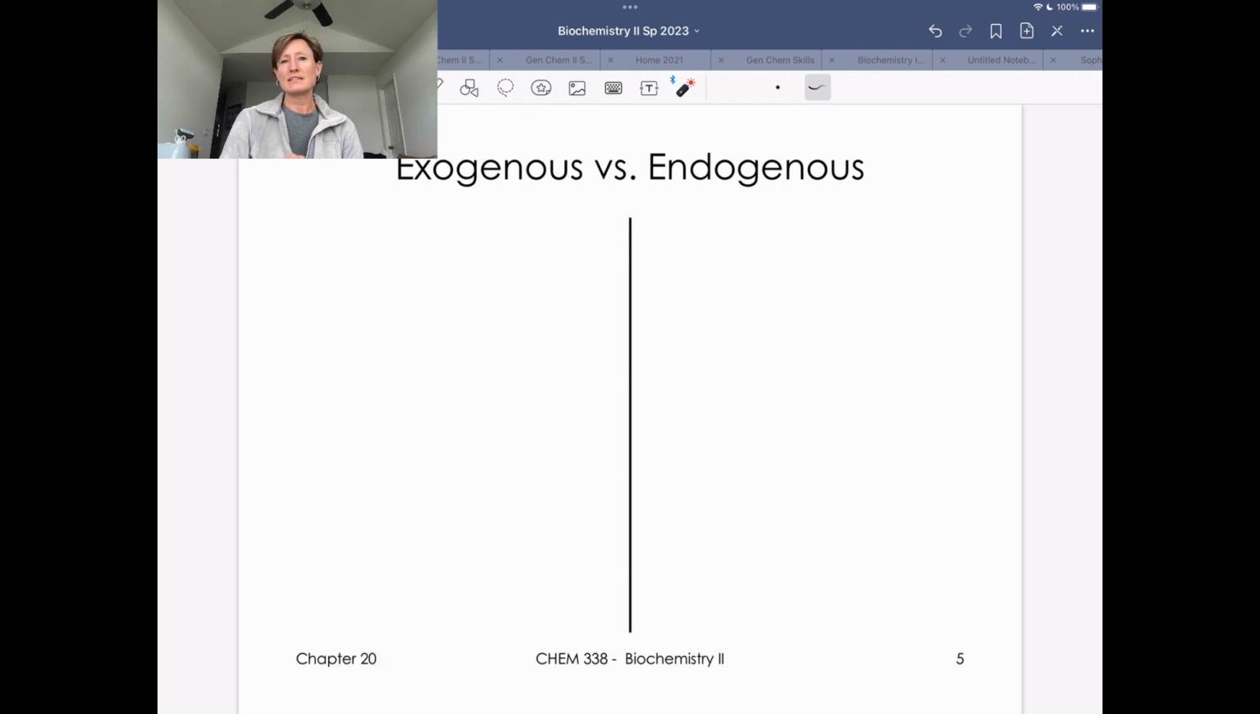So we're going to take a couple minutes here and differentiate the kinds of pathways that are operational when we talk about exogenous protein breakdown and then endogenous protein breakdown. Specifically, exogenous refers to proteins that we eat.